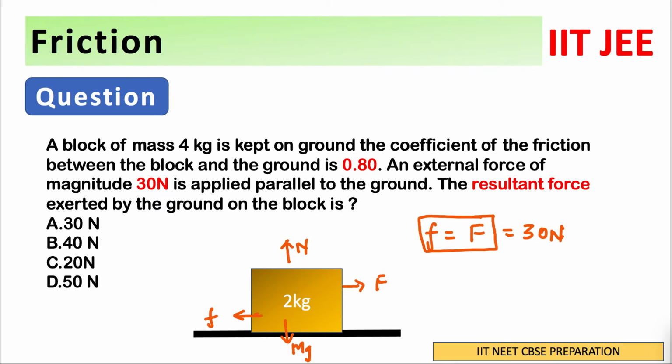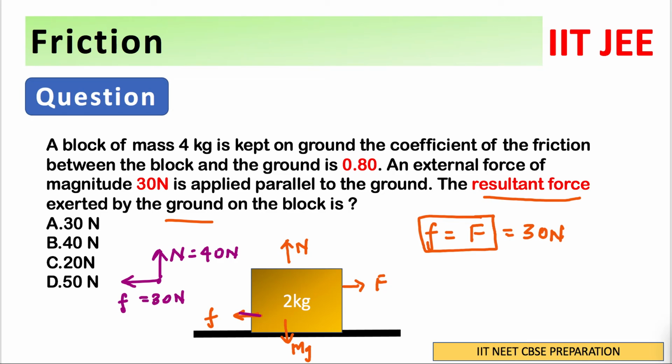They are asking us what is the resultant force that is exerted by the ground. That means which are the forces exerted by the ground? So the ground is exerting the normal reaction. Let's mark them with a different color. One is your normal reaction, which is acting in this direction, and we found out normal reaction is 40 Newton. And then the next force exerted by the ground is the frictional force, which is equal to 30 newtons.